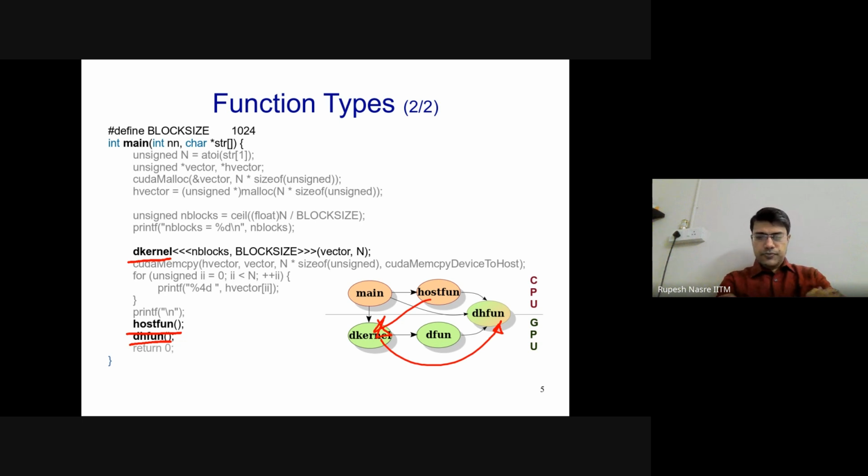Okay. So it turns out that it is possible. Right. So from dfun we can call dkernel. So that is essentially the dynamic parallelism part. So from dkernel we can call dkernel or any other kernel. Then that particular thread which is going to be dfun can also call another kernel. Right. So that is possible. So this arrow is also possible.